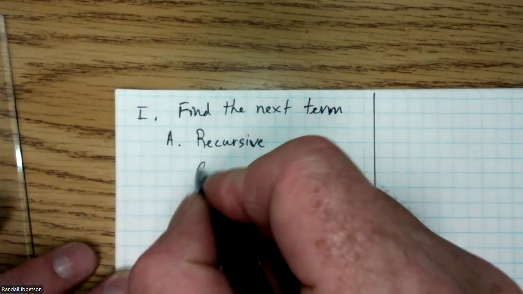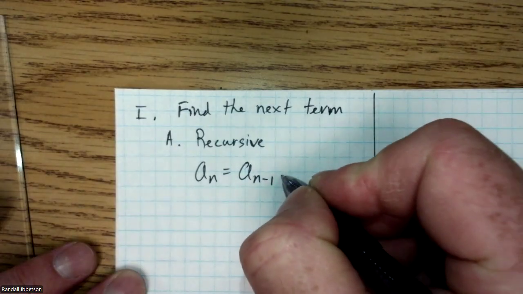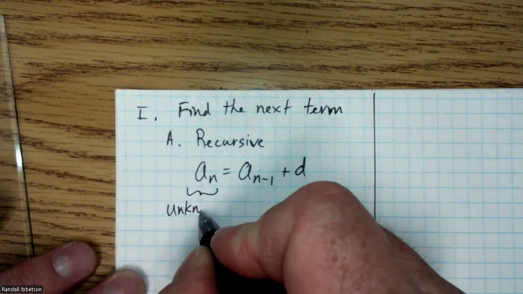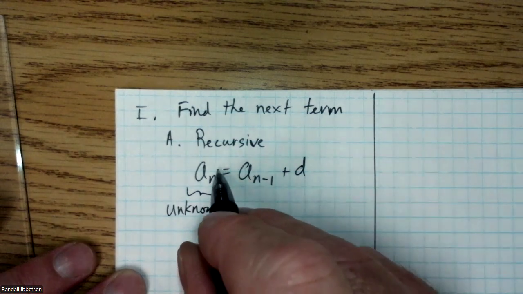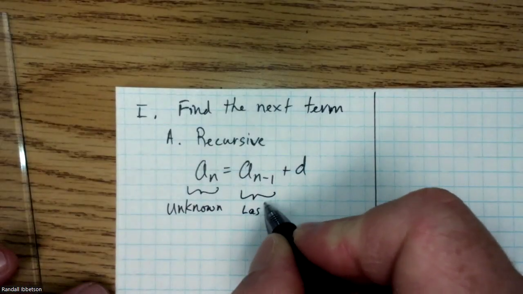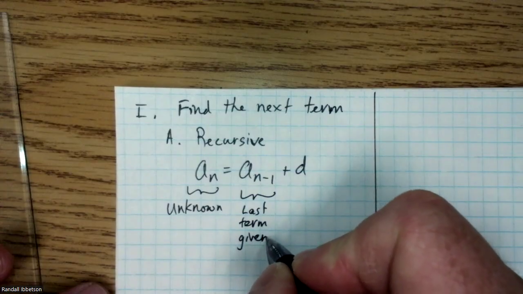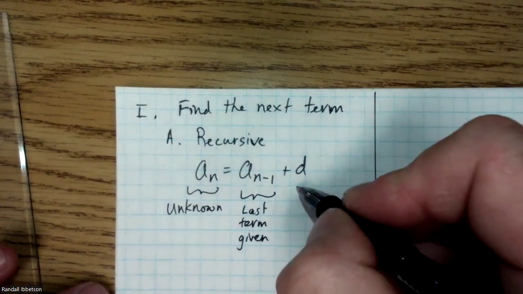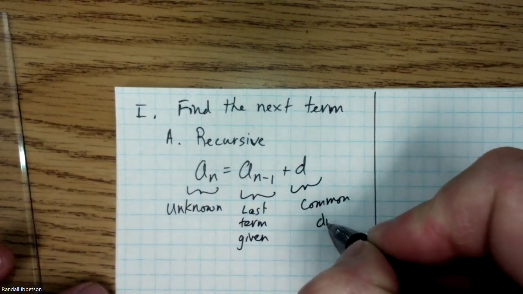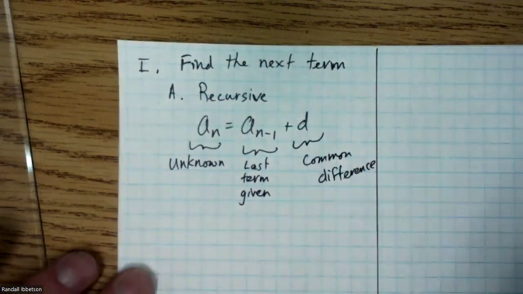So here it is. A sub n equals a sub n minus 1 plus d. This is our unknown, and it's already isolated on this side. It's always going to be our unknown. This is the last term given in the sequence. And this, ladies and gentlemen, is the common difference. So in order to explain this, I'm going to give you an example.